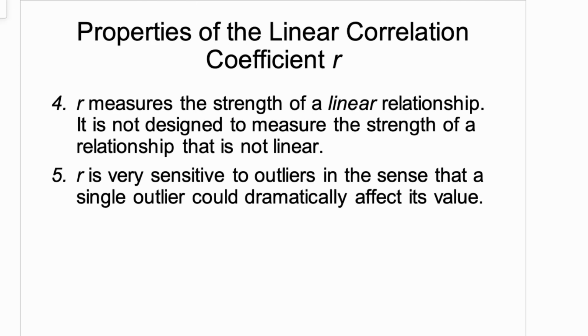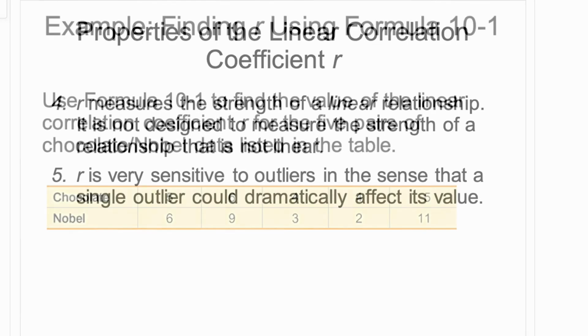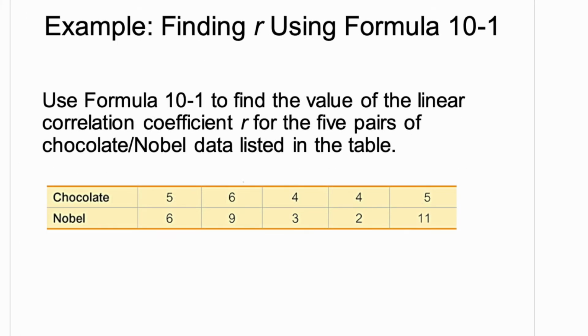It will not measure a relationship that is not linear. Lastly, R is very sensitive to outliers, and so a single outlier could dramatically affect its value. So let's do an example.